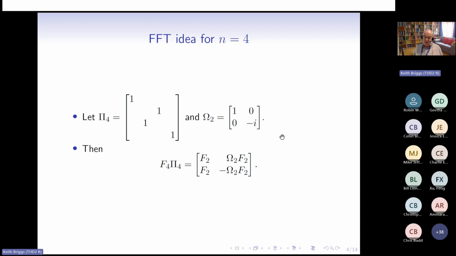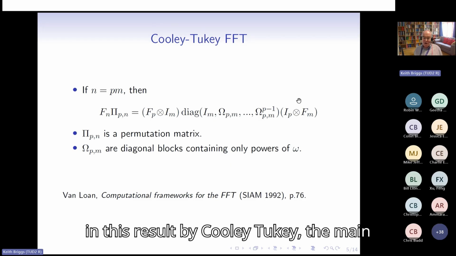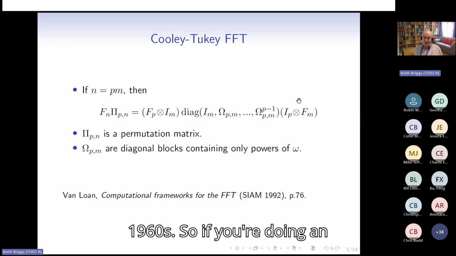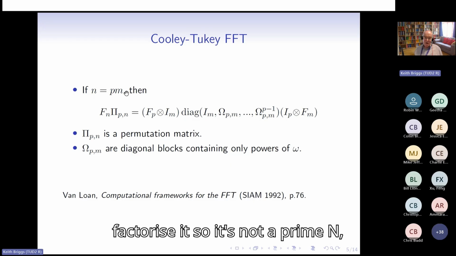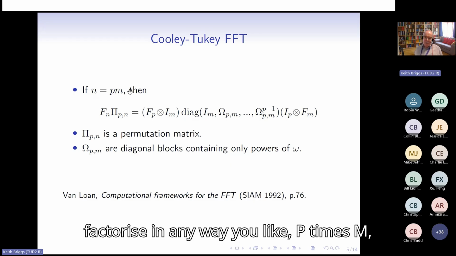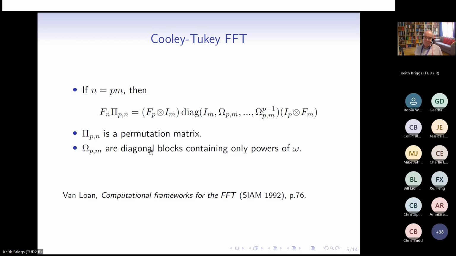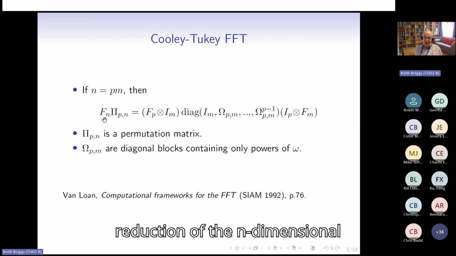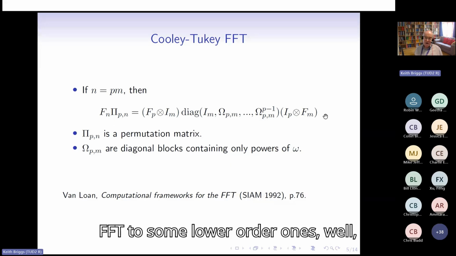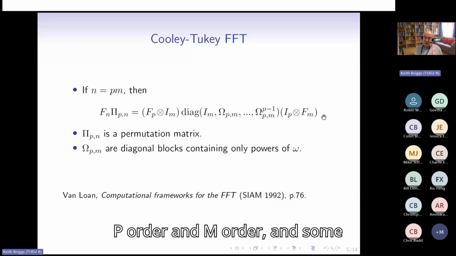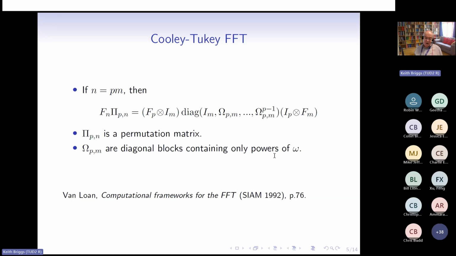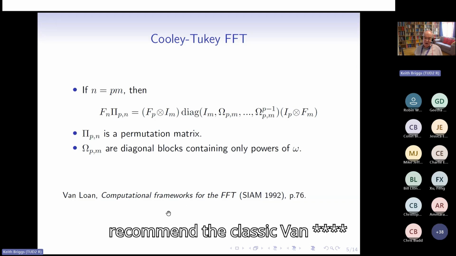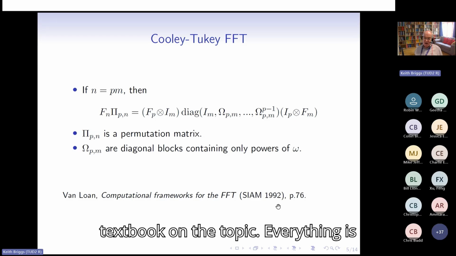A general form of that idea is expressed in this result by Cooley and Tukey, the main developers of the FFT in the 1960s. So if you're doing an n-dimensional transform and you can factorize it, so it's not a prime n, factorize it in any way you like, p times m, then here's the reduction of the n-dimensional FFT to some lower order ones, well, p order and m order, and some permutations and some diagonal blocks, and there are explicit constructions of these pi's and omegas. Anybody wants more background, I highly recommend the classic Van Loan textbook on the topic. Everything is there.